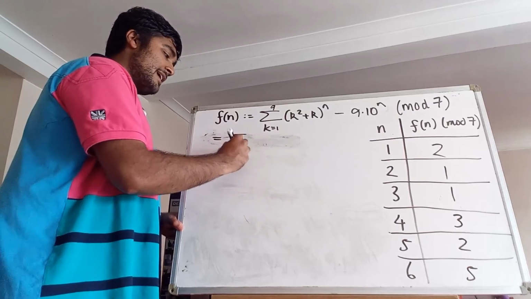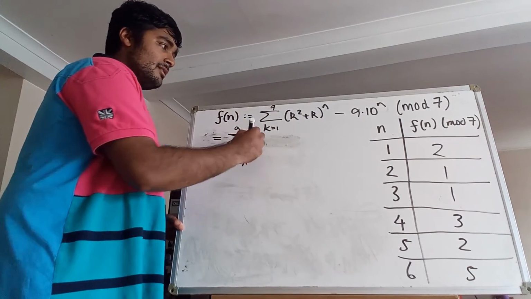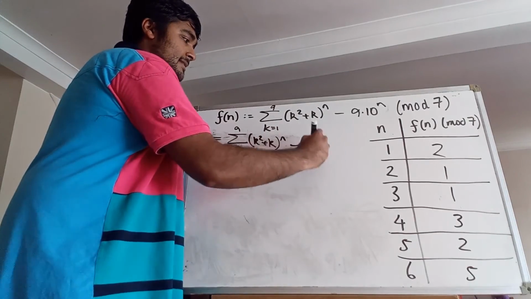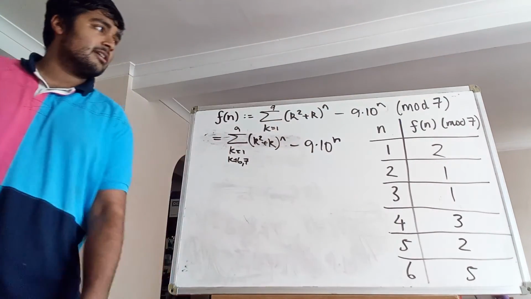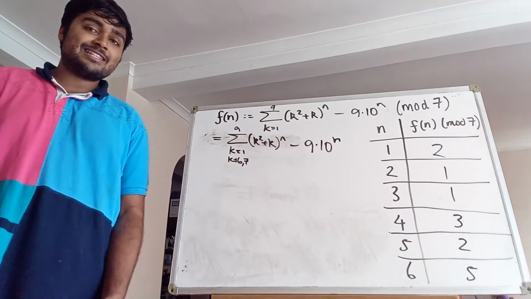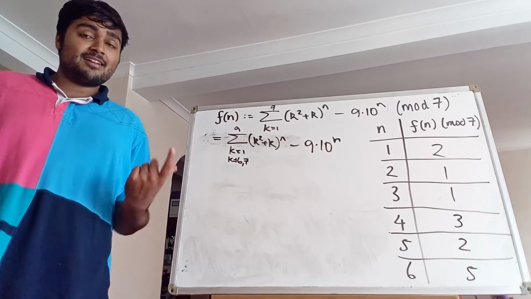So it's just the sum from k equals 1 to 9, but without 6 or 7, of the exact same thing, k squared plus k to the n, minus 9 times 10 to the n. And again, I can take these 2 out because they're going to contribute 0, because I'm looking at this guy mod 7.